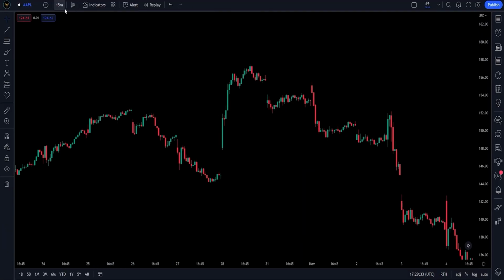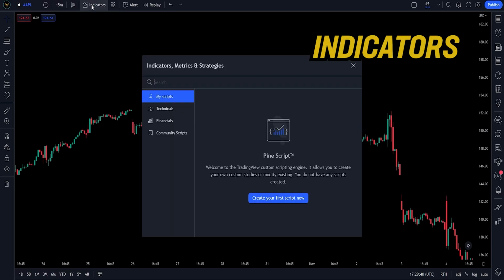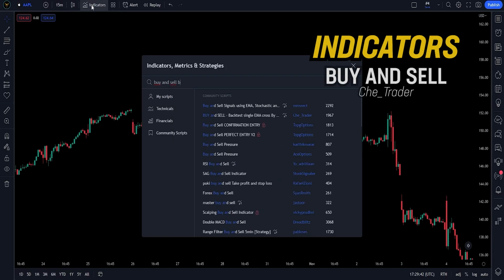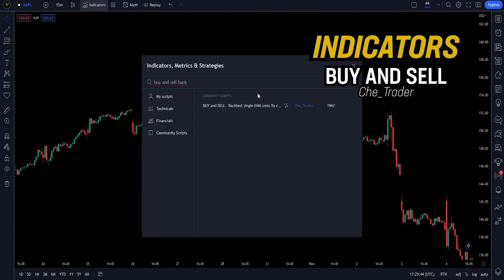Alright, so we are currently looking at a 15-minute chart of Apple. Now let's add our two indicators we will be using for this scalping trading strategy. Open your indicators tab and search for buy and sell, backtest single EMA cross. We will be using this community script by Che Trader, so left click this indicator once.